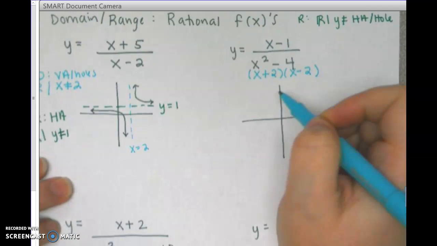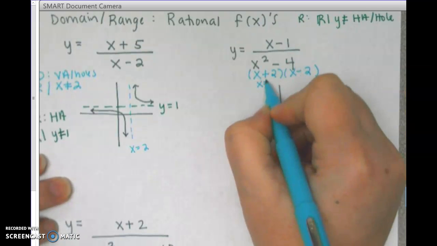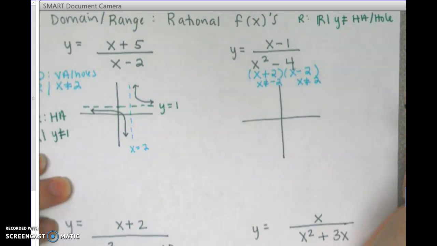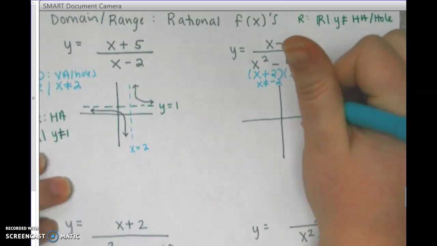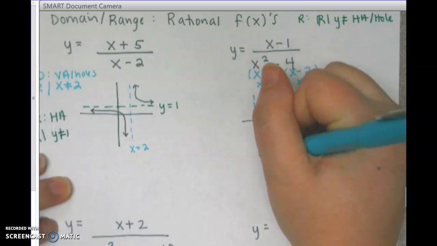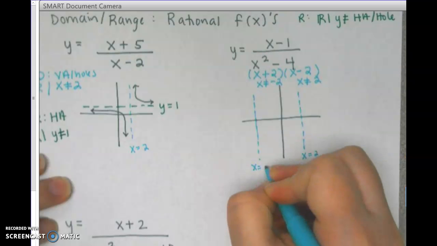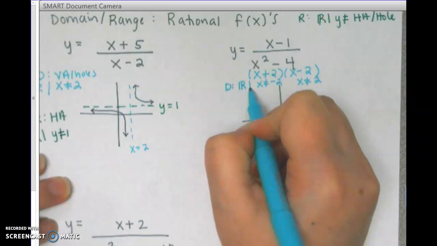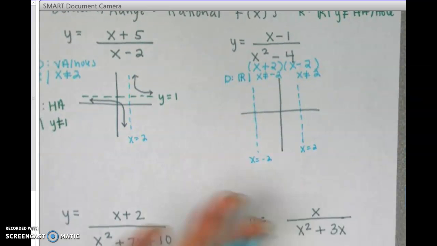So again, domain, I'm looking for vertical asymptotes and holes. I know x cannot equal negative 2. I know x cannot equal positive 2. Those are both vertical asymptotes because neither of them cancel. So I have one at positive 2, and I have one at negative 2. So that's my domain. Domain is all real numbers, but x is not going to equal negative 2, and x is not going to equal positive 2.